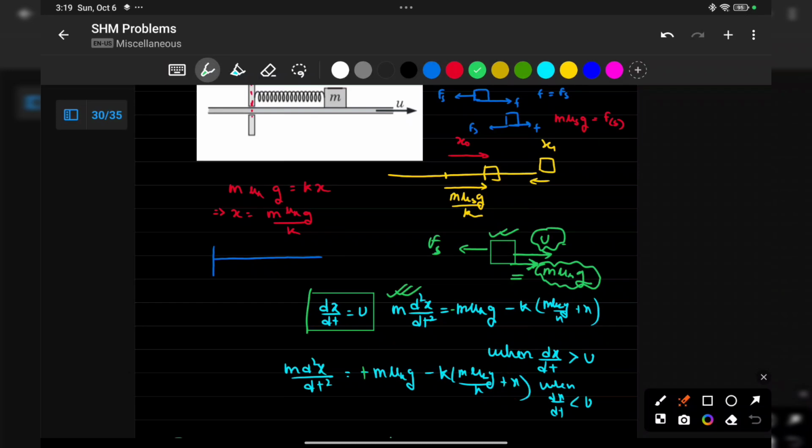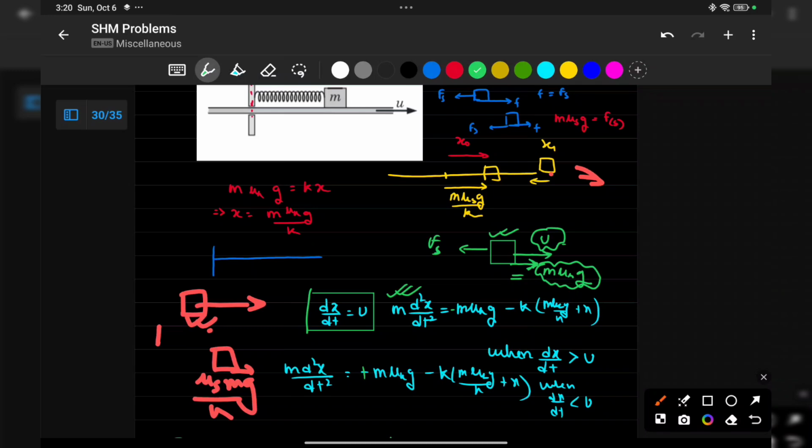I hope you can see that when the block is moving, where does its mean position lie? You may argue that its mean position lies at μs mg by k, because from there it started having velocity u. But that is a limiting case. That is an exceptional case.